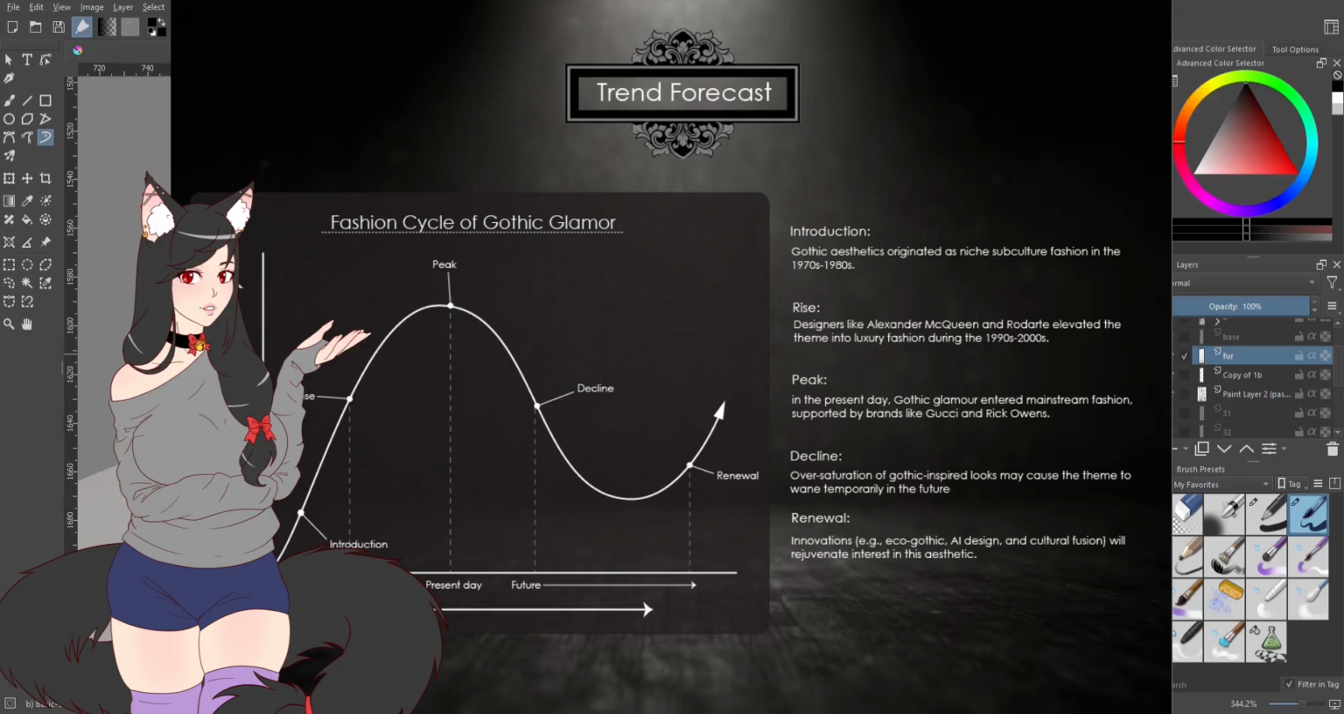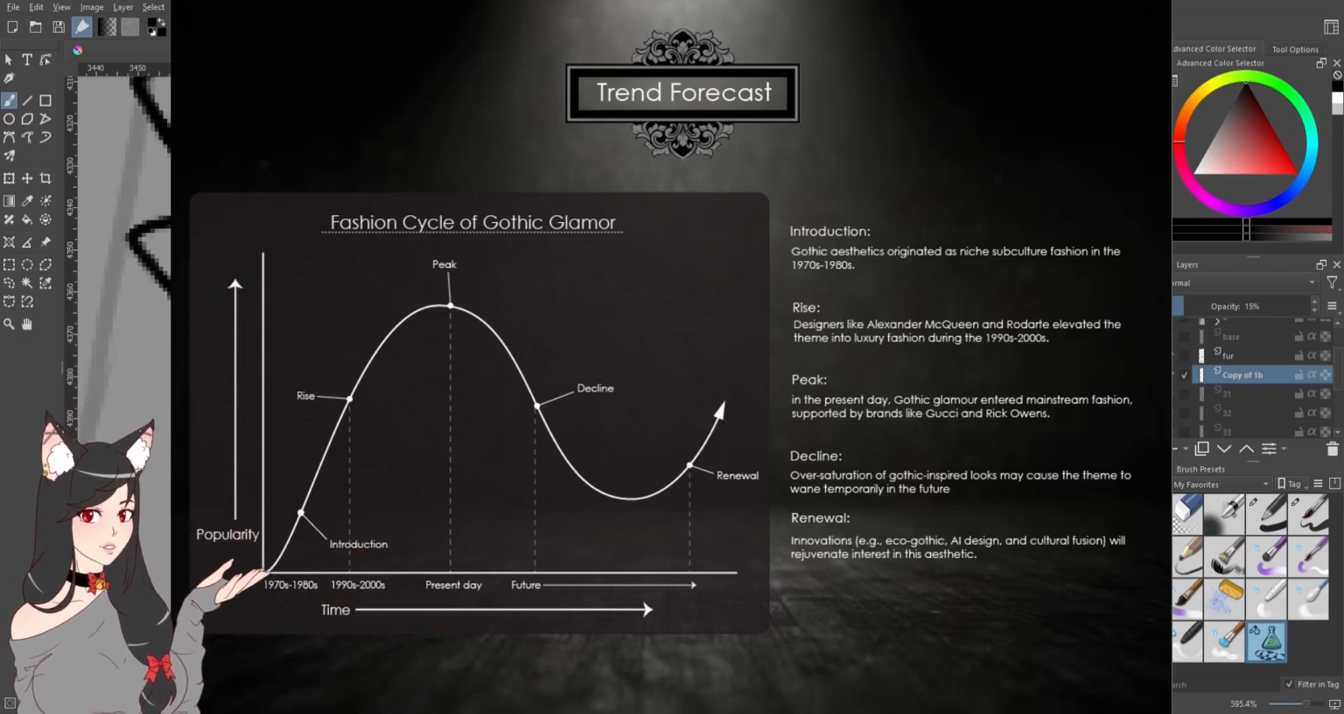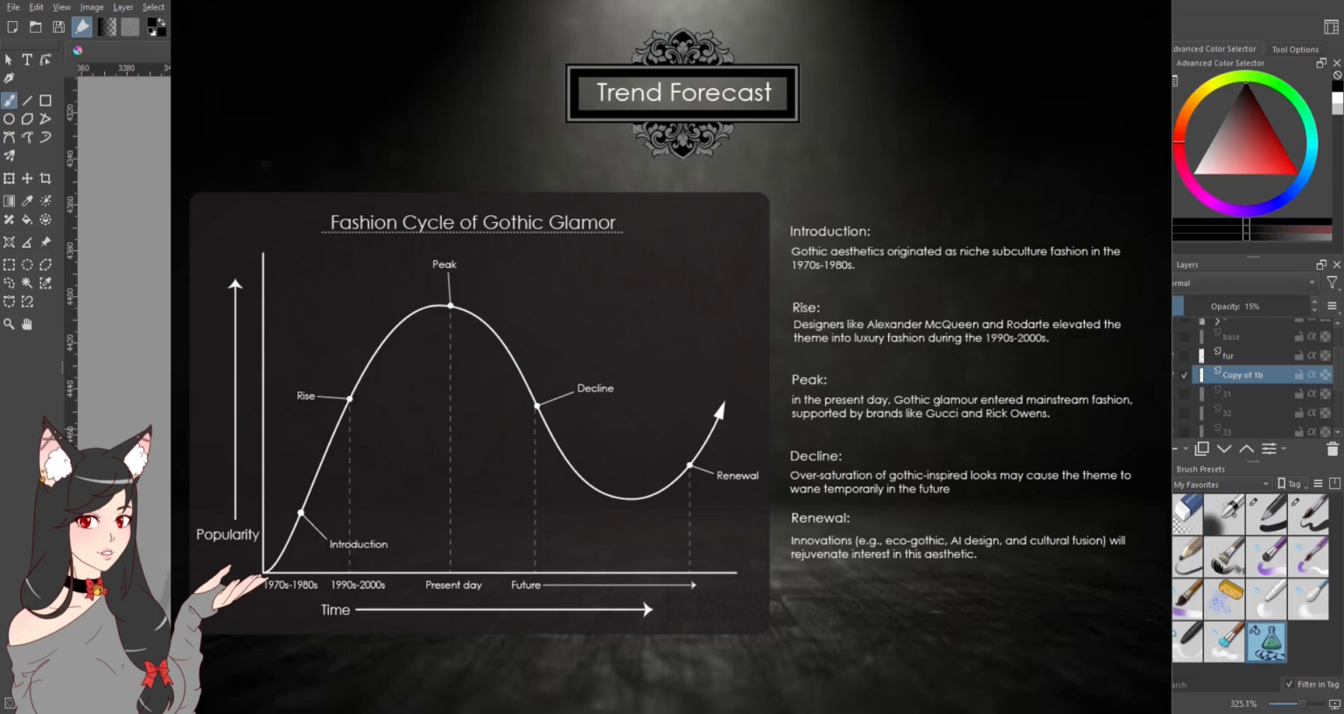The trend forecast is a bell curve we call the fashion cycle. As fashion students, designers, and savants know, fashion is cycling. Trends get popular, die down, get popular again, rinse and repeat. It keeps happening, we've all seen it. This bell curve in particular shows the popularity of Gothic fashion from its emergence to present day and predicts what may happen in the years to come.